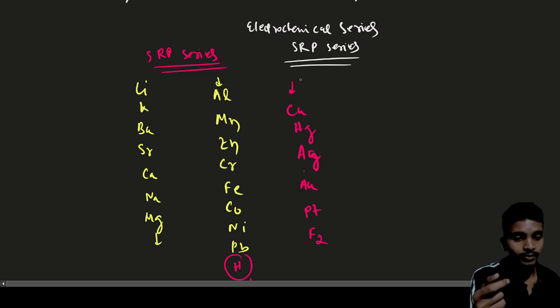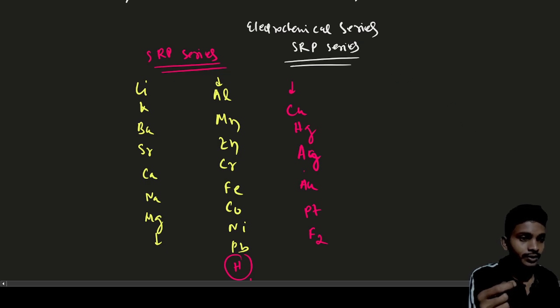After that H will come. After H comes copper; you can remember that copper is less value. After that Hg, after that silver, after that gold, then platinum, then F2. So this series you have to remember.